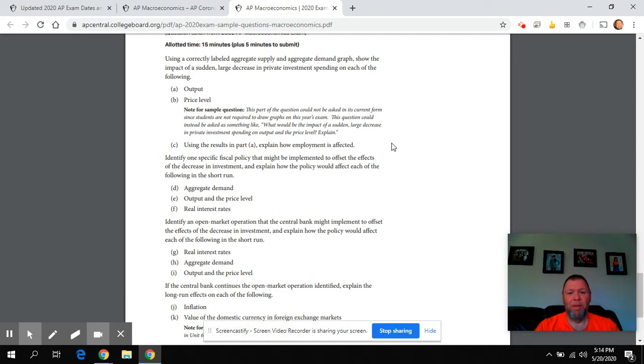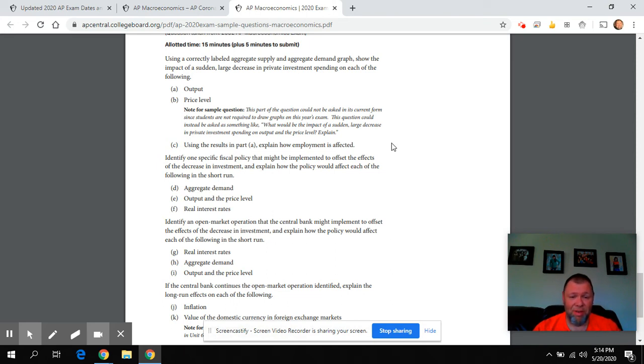Right? So this is what it said, to have scrap paper and draw the graphs, and it'll help you. But then you would just explain it in words, right? So output will fall because there will be less demand for the goods because investment spending fell. Price level will fall because there will be less demand for the goods because of less investment, right? Employment will decrease because there will be fewer goods being made, right?